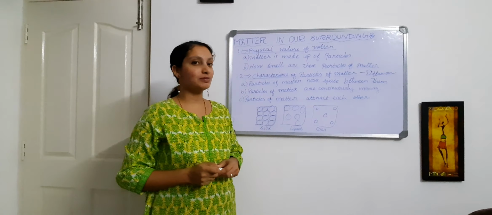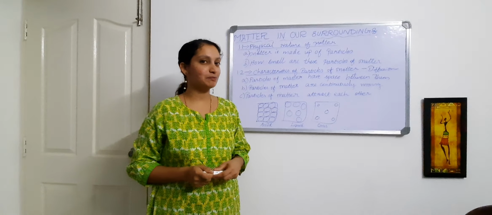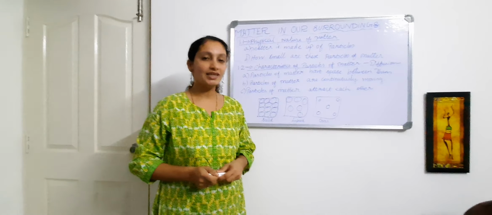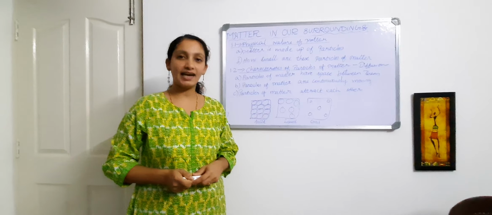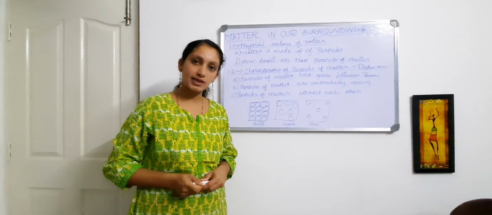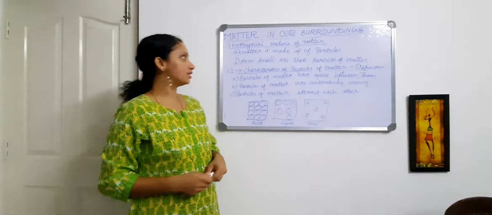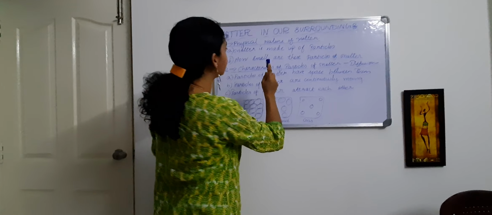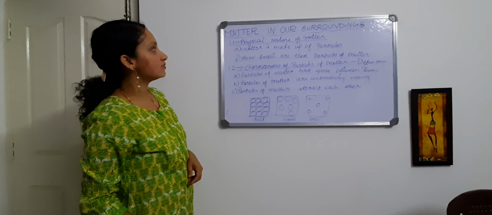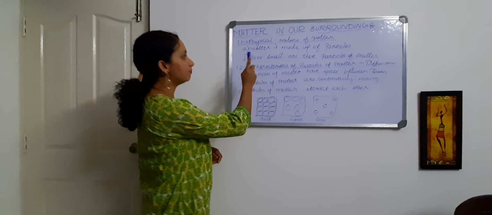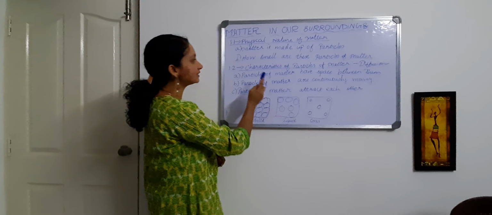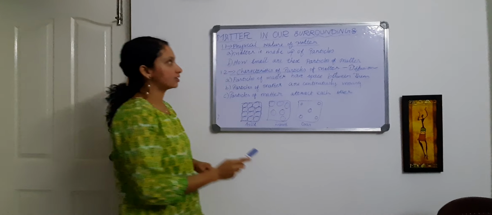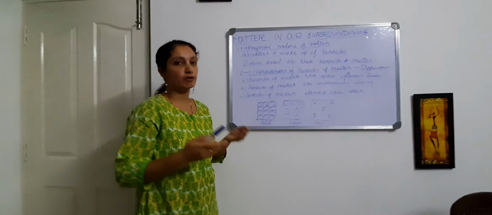So hope you all remember what is matter. Matter is anything that occupies space, which has mass, which can be perceived by our senses. That matter has some properties. Under physical nature of matter, we have two activities: matter is made up of particles, and how small are these particles of matter. So first one is matter is made up of particles.